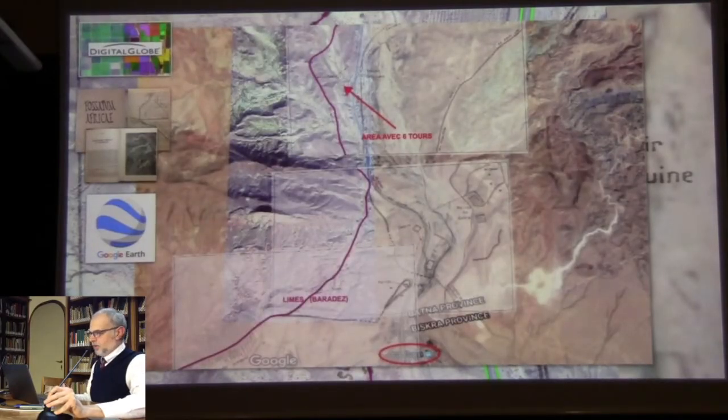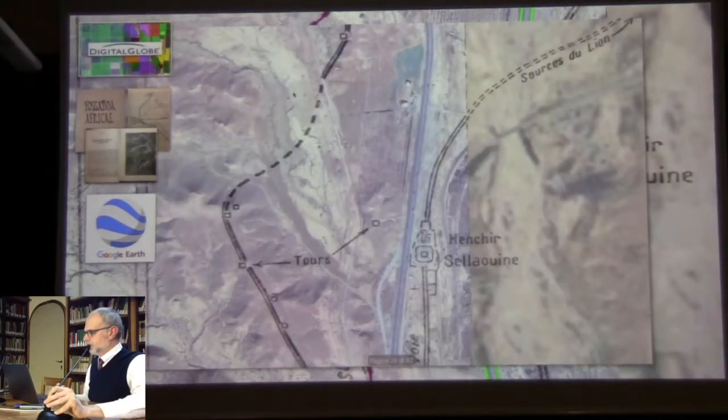This, I put together in this image, our multispectral data. This is the area here. The Baradez layout made transparent with the LiMeS enhanced in purple. And also Google Earth data. The area with the 6 towers is here. Zooming in.